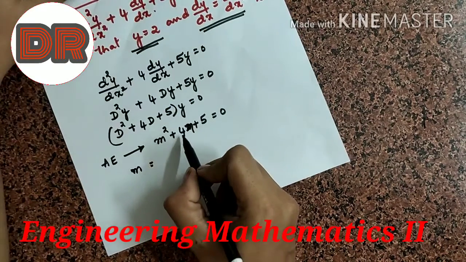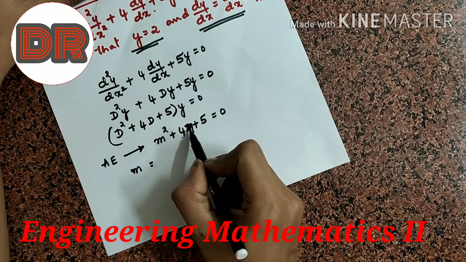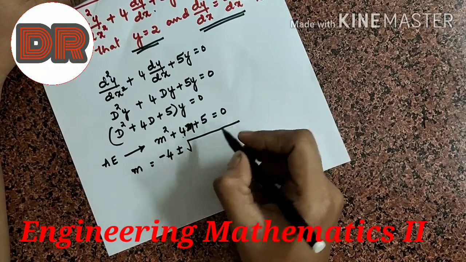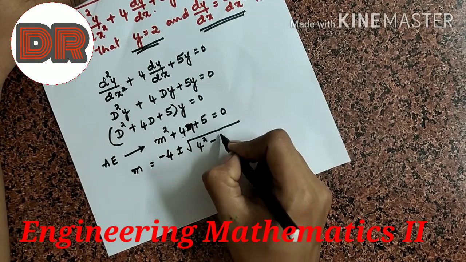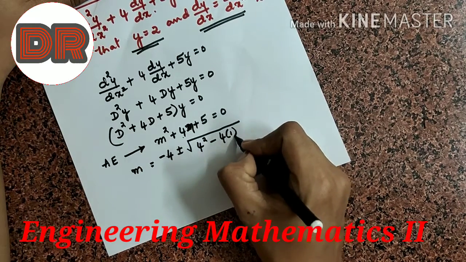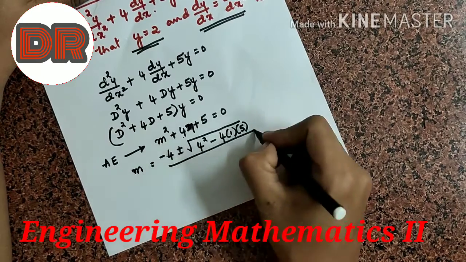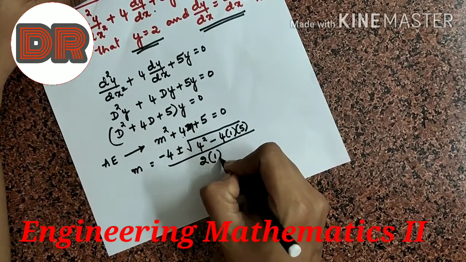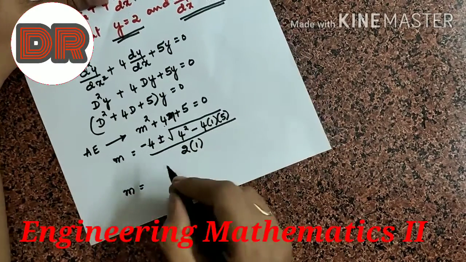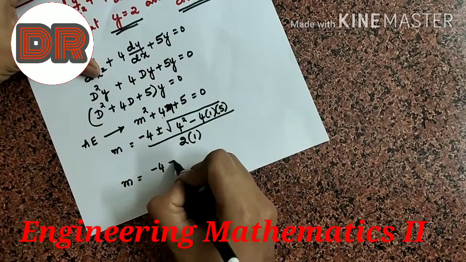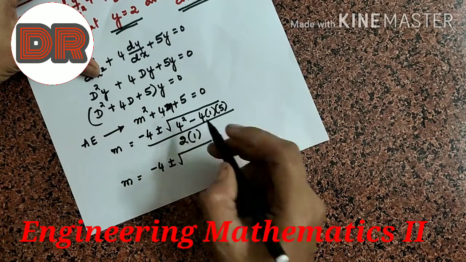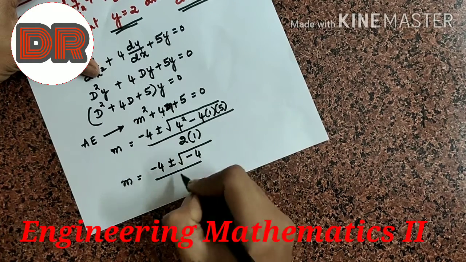From this equation, minus b, that is the second coefficient of m. So m equals minus 4 plus or minus square root of b squared, that is 4 squared, minus 4 a c, where a is the coefficient of m squared, that is 1, and c is 5, divided by 2 times a, where a is the coefficient of m squared, that is 1. Simplify this, so you will get minus 4 plus or minus square root of 4 squared is 16, 16 minus 20 is minus 4, divided by 2.